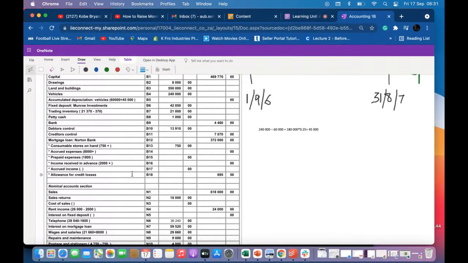Okay, then the next one, accrued interest on fixed deposit. So basically what they're telling you here is we are owed interest. It is due to us on fixed deposit. Okay, because it's on fixed deposit. Fixed deposit means we invested in something. Right. So, what was our interest on fixed deposit?